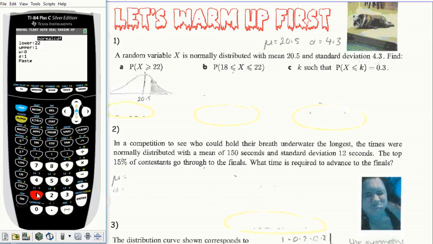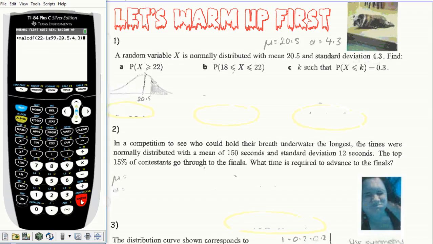Where is the E button again? Here it is, just above the comma. To activate E, you've got to go second comma, 99. That's how we put in positive infinity. That's just a massive number, 1 times 10 to the power of 99, which is close enough to positive infinity. And we've got to put in the mean, which is 20.5, and the standard deviation, which is 4.3. Go to paste. Let's see what our answer is.